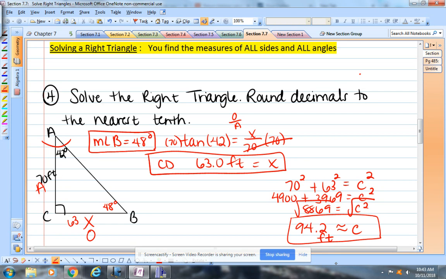So now do I know all three angle measures? Yes. Do I know all three lengths of the sides? You have solved the triangle. So you have solved it when you know all three angles and all three sides. Okay.